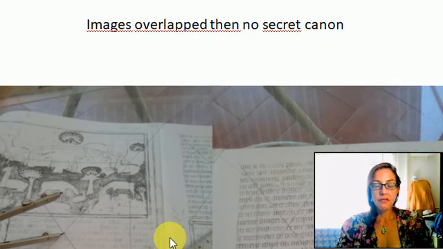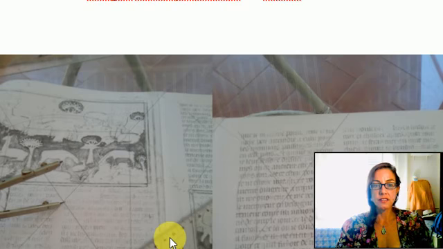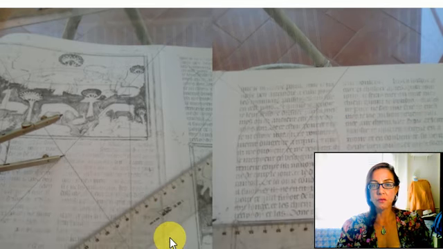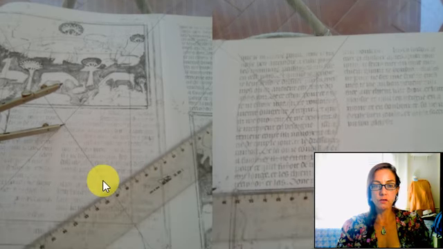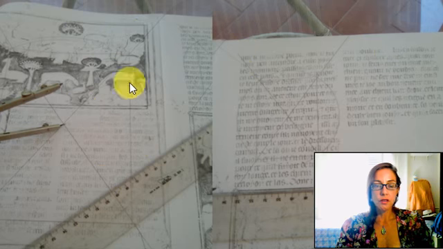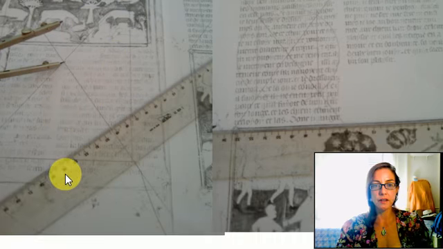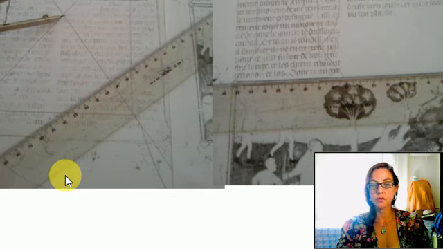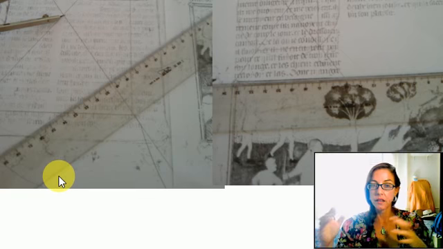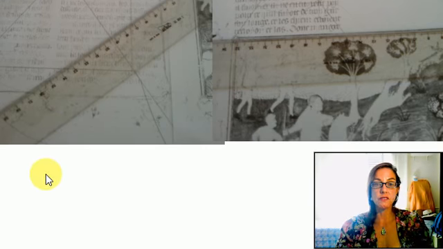Then I found the images and the text overlap with the secret canon, because the rectangle in the center is in the middle, and there are no margins concerning that, or perhaps the original page was bigger and it has been cut. That's why the canon is different here.